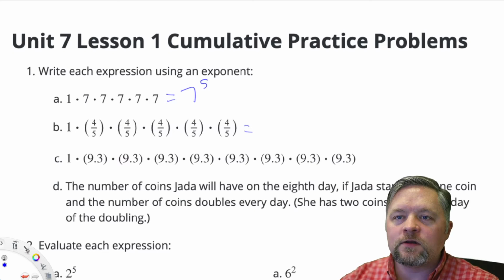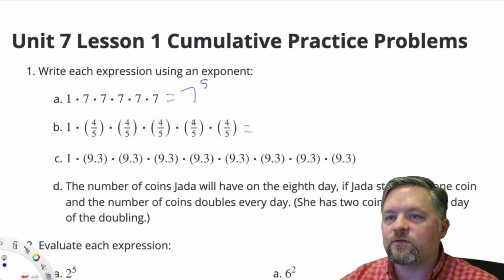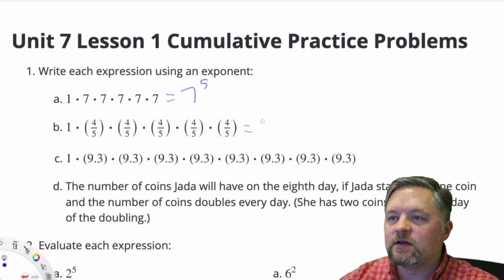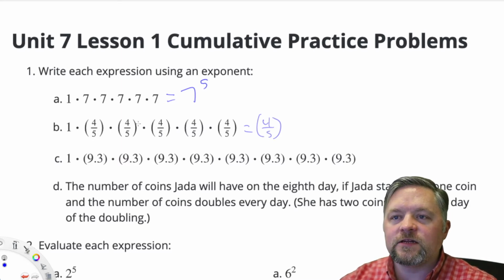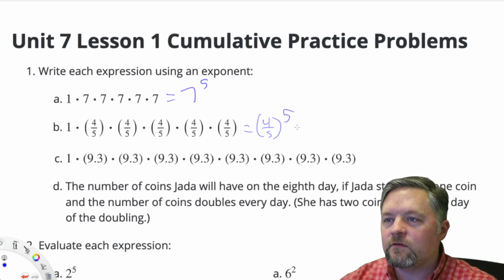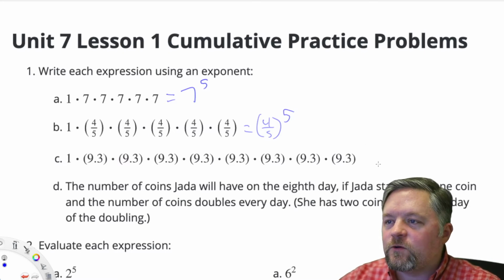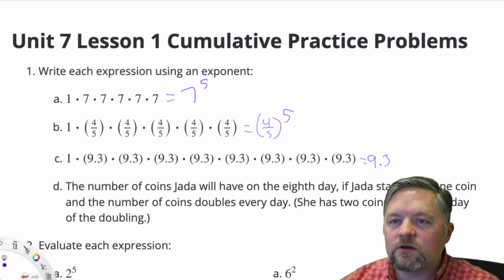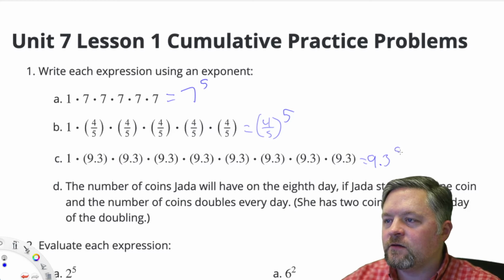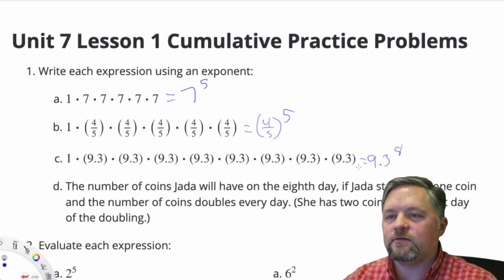Now, we've got 1 times 4 fifths times 4 fifths times 4 fifths times 4 fifths times 4 fifths. This is 4 fifths to the power of, how many times do we do that? 1, 2, 3, 4, 5. Now, we've got 9.3 times itself a whole bunch of times. That will be equal to 9.3 to the power of, how many do we have? 1, 2, 3, 4, 5, 6, 7, 8. 9.3 to the power of 8.